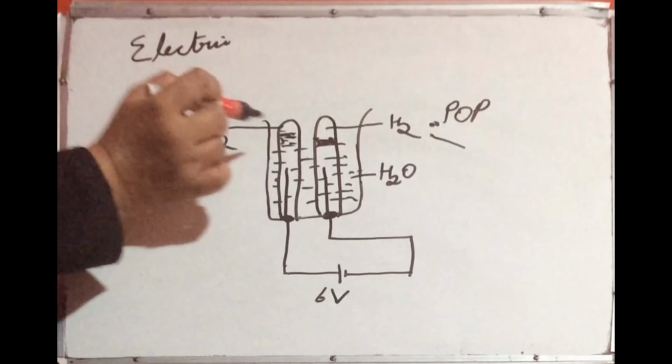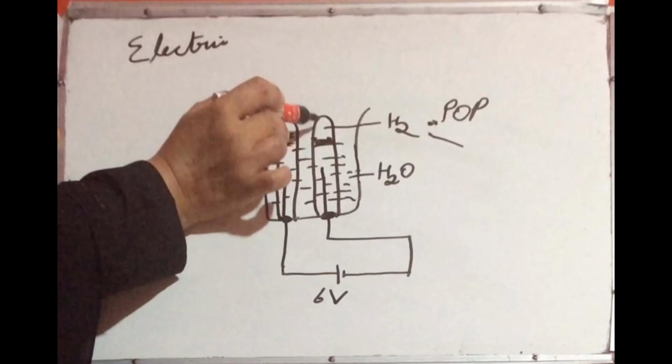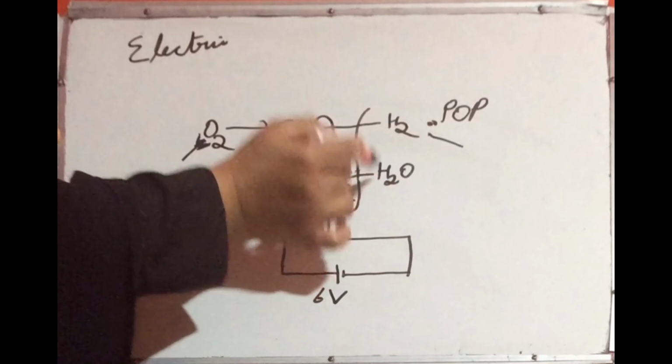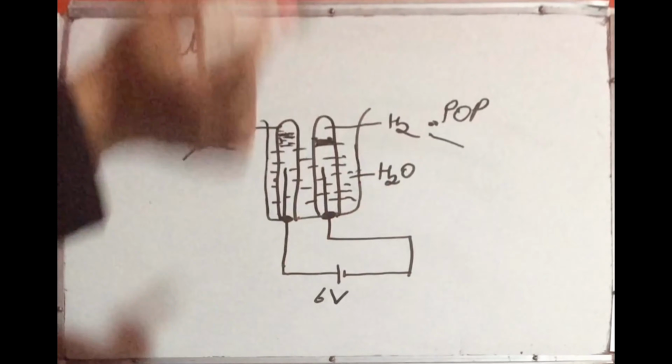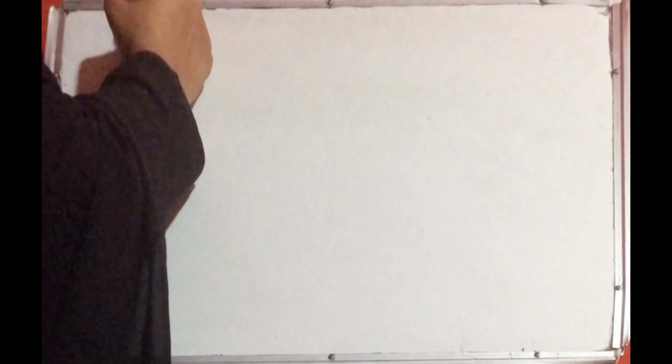And look at the quantity. The amount of oxygen that is collected is less, whereas the hydrogen is just double. Why? Because water has two atoms of hydrogen and 1 atom of oxygen. So here the decomposition of water has taken place due to the supply of electric current. This is known as electric decomposition.